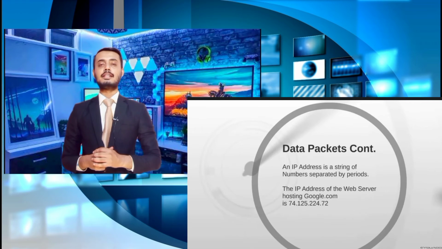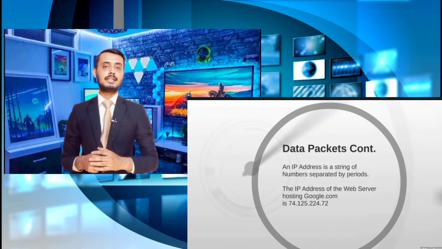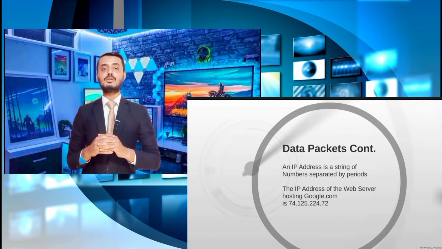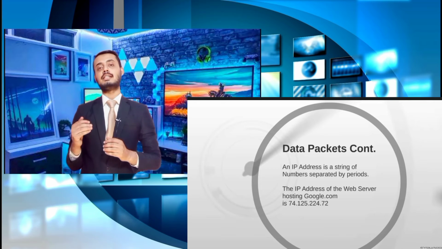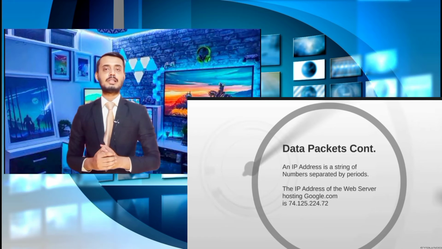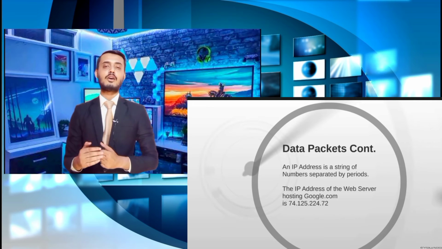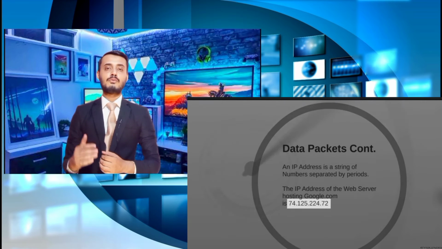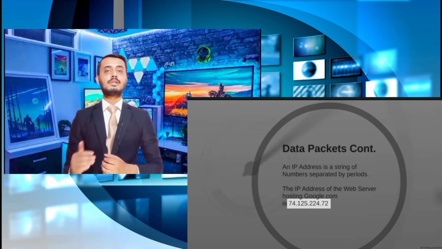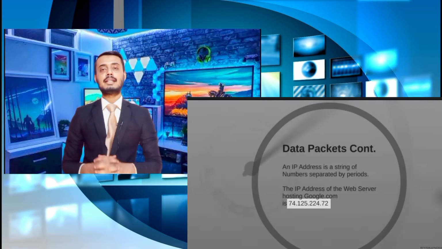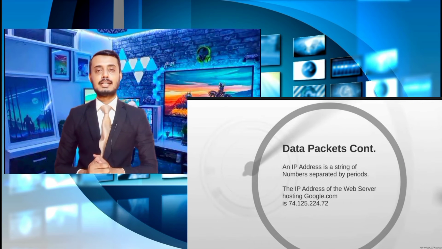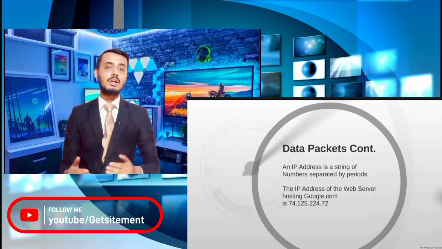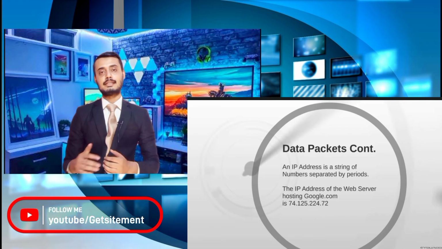An IP address is a string of numbers separated by periods that identifies each computer that is connected to a network or the internet. For example, the IP address for the google.com web server is 74.125.222.472. Each website has its own unique IP address. We will discuss how the IP address translates into google.com later in this lesson.